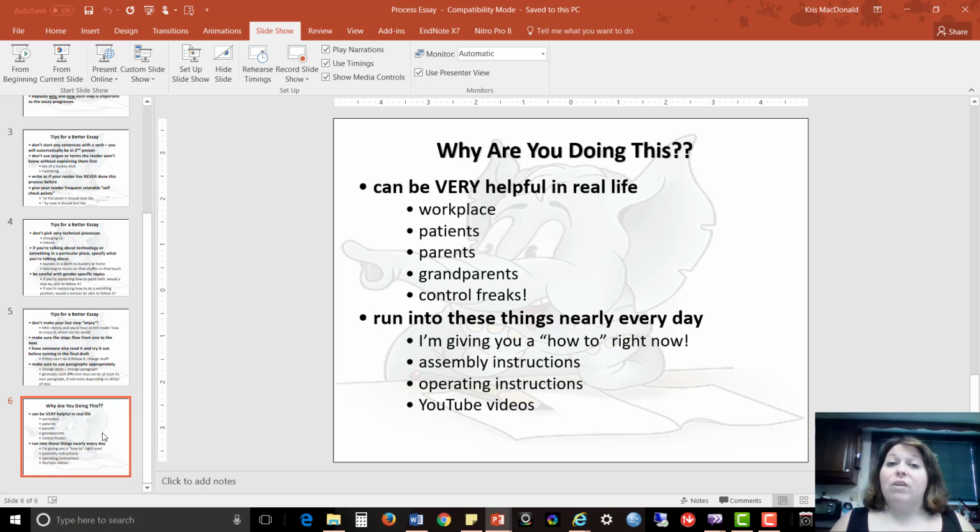This, like I said, can be very helpful once you get into the workplace, for new employees who have to be trained. So instead of you doing the same training over and over and over again, give them a list of steps. If someone keeps messing something up, give them a list of steps of how they're supposed to do it, and then they won't mess it up anymore. So that's how to handle a process essay.